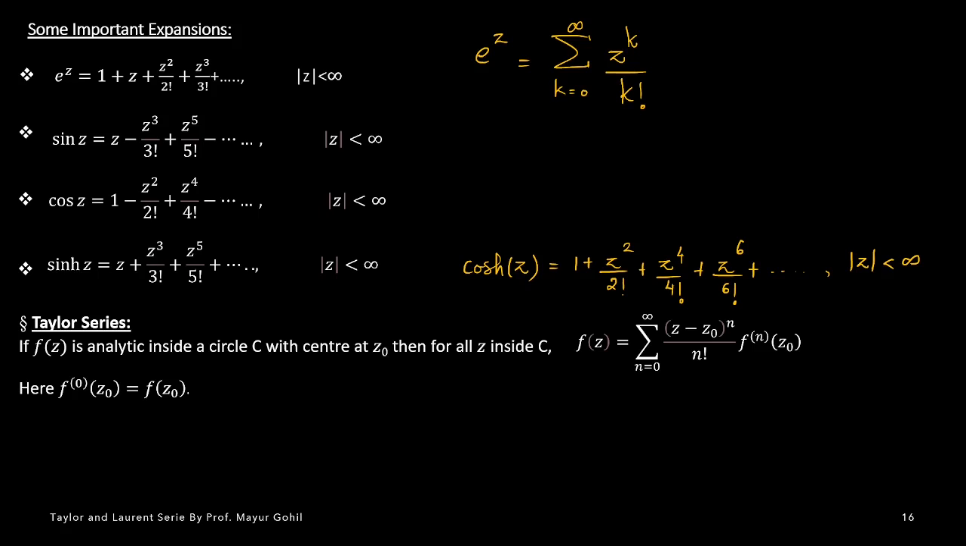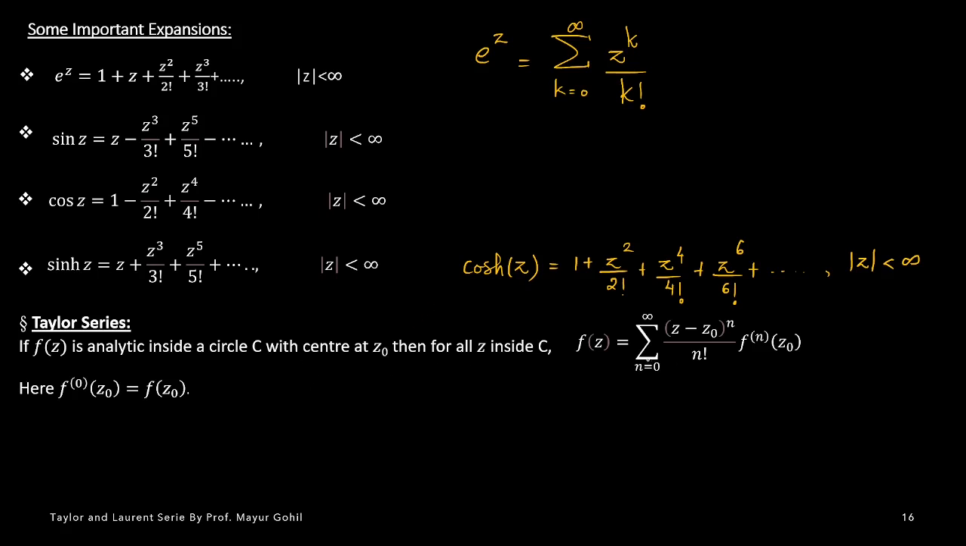So inside a circle C, when you have an analytic function centered at z0, then for all the points inside the circle C, you have the following expansion. f of z can be written in this manner. Now you need not worry about all these things happening, okay? Don't get scared of all these expansions and the formula. You just have to understand them in a very systematic way.